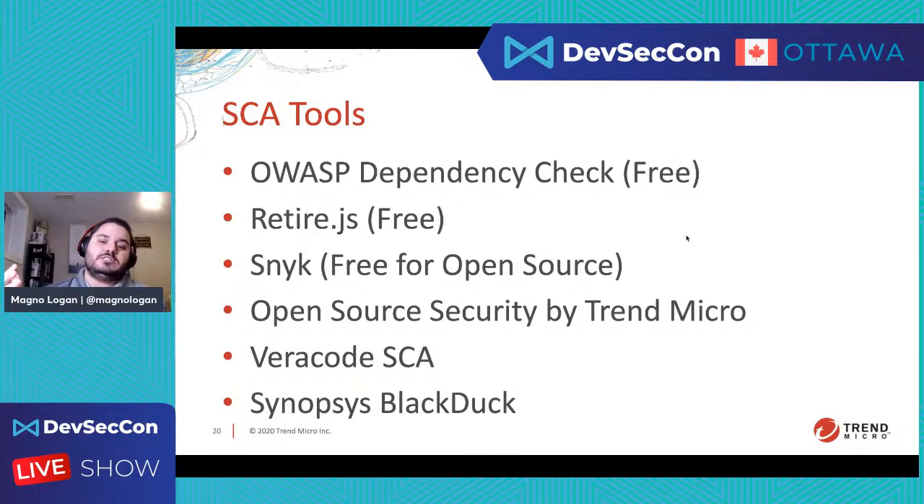There's also Open Source Security by Trend Micro, which is powered by Snyk as well. So it's a good solution if you're already using the Trend Micro products and the Cloud One platform, and it's easy to set up and install on your projects. And there are other commercial and more enterprise solutions out there, such as Veracode and Black Duck. Okay.